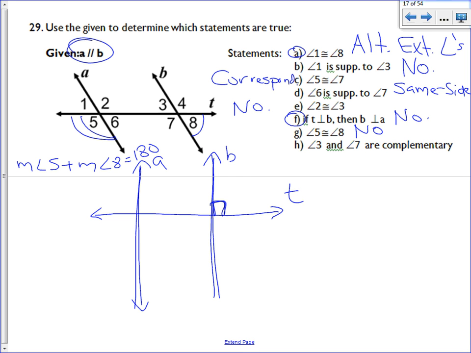All right, and lastly, H. Angles 3 and 7 are complementary. We have no way of knowing that they're complementary, so we're going to have to say no. If it said that they're supplementary, would you be able to say yes? Correct. All right, but they are definitely not complementary. And this is 29.